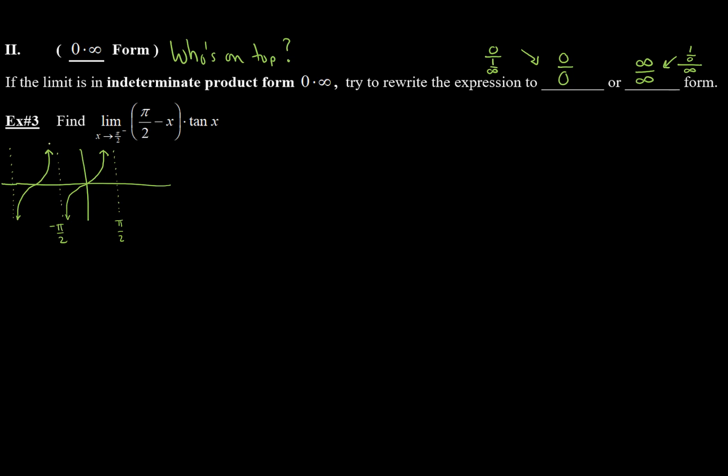So if I were to plug this in, so I've got pi divided by 2 minus x. This right here, this would give me 0. And then the tangent of x, if I look at that as that approaches pi over 2 from the left, okay, that's going to give me infinity. So now I need to figure out who should be on top.